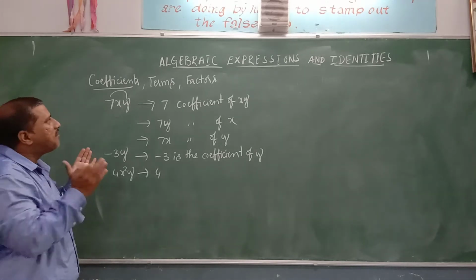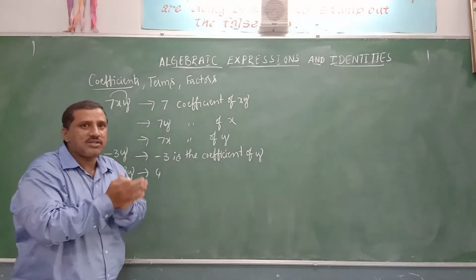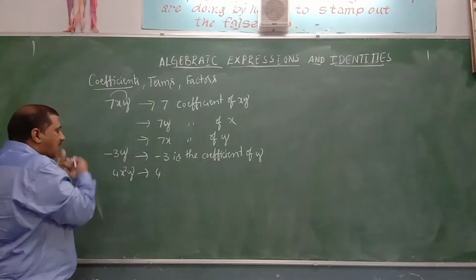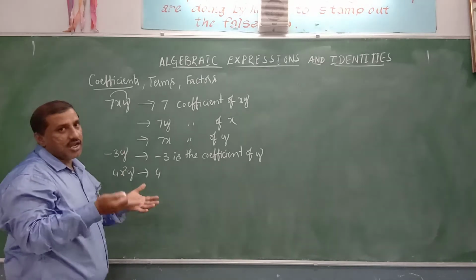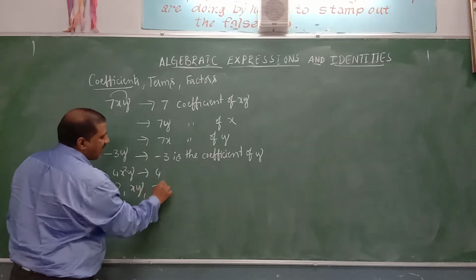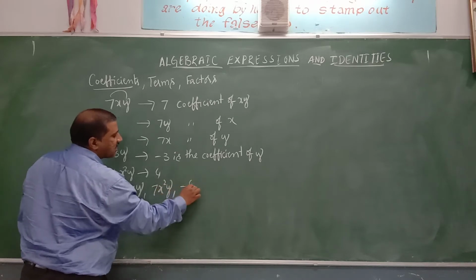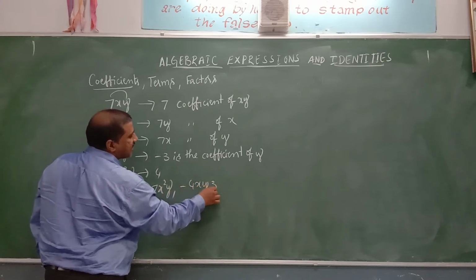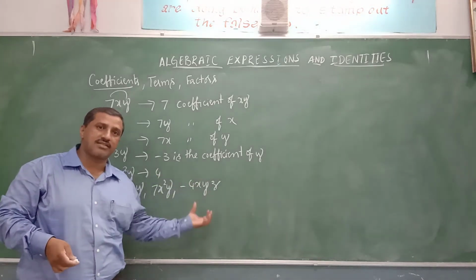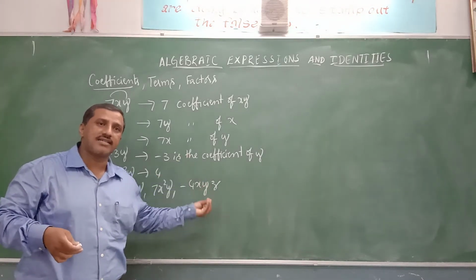Now, what are terms? I told you, a combination of variables and constants, or simply a constant alone, is also called a term. 2 is a term, xy is a term, 7x square y is a term, minus 4xyz is also a term. All these are terms which contain combinations of constants and variables, or constants alone.